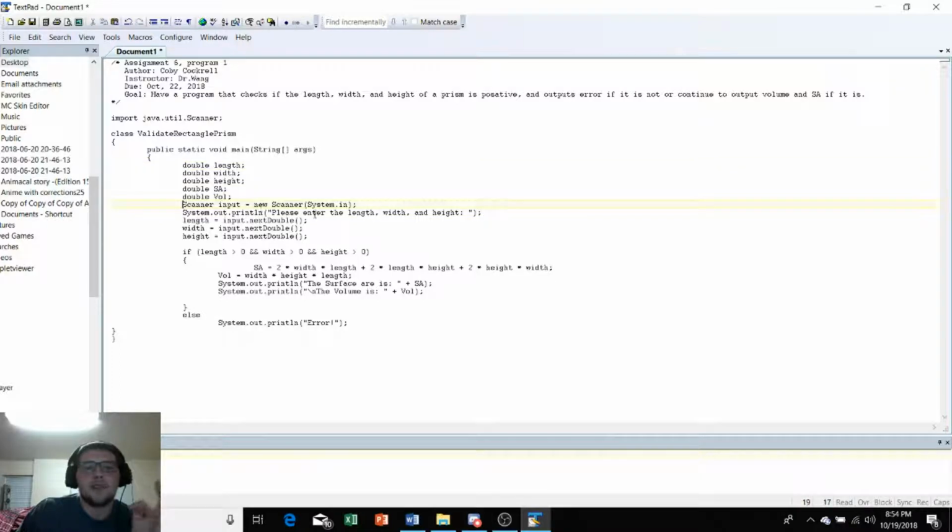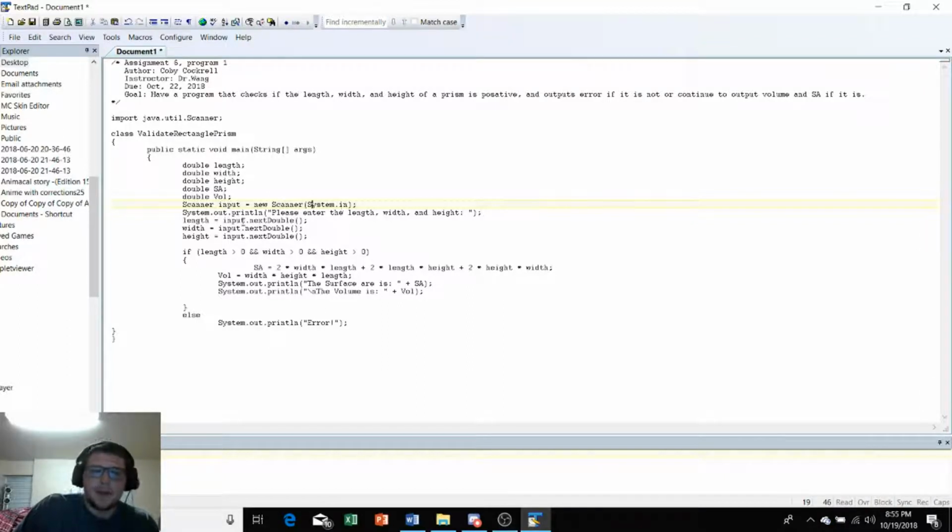Scanner input equals new Scanner(System.in). Scanner is a class. Okay? Input, we're creating a new object of the class. As you can see, we're using new Scanner, and this is going to be System.in. If you want to take in from a file, you could put new File, and you would just do whatever the file name was. But we just want the user to input from the CMD. So we're just using System.in. Next, we're going to print out the line, please enter the length, width, and height.